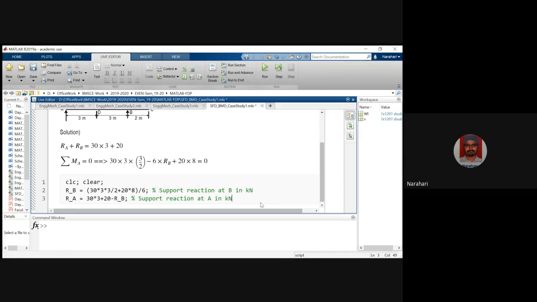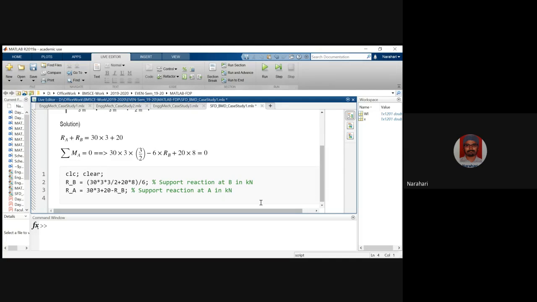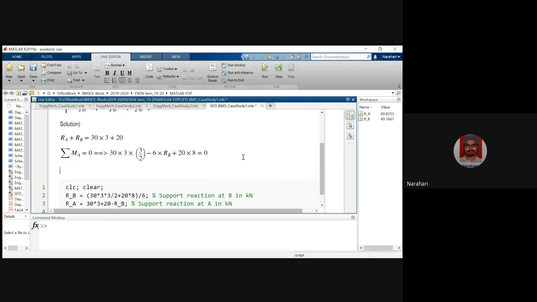So you can see here, I can run this particular section of code. It will automatically give me the support reactions. If you have already calculated the support reactions, you can find out. See, at A it is 60.83, at B it is 49.1667. Okay, now we have found the support reactions. Anyway, we will use it later.